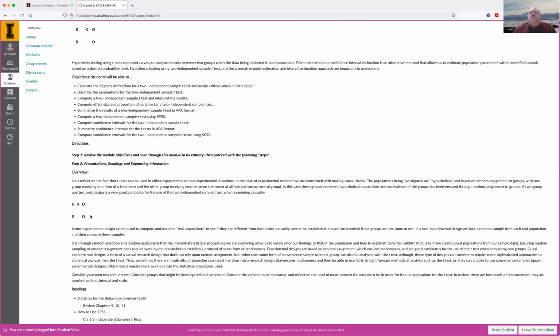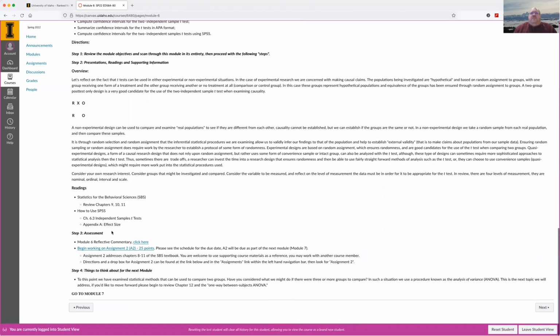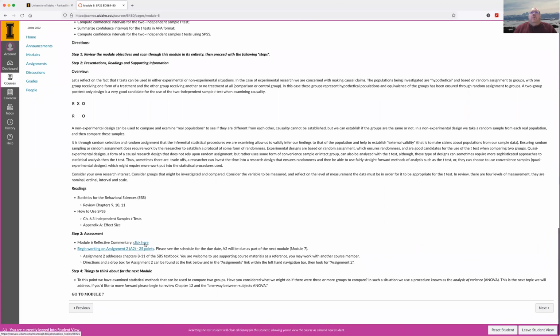And so for the readings for this, it's just a review from the statistics for the behavioral sciences, chapters 9, 10, 11. How to use SPSS, and this will be a review of the independent samples t-test. That's section 6.3, and then Appendix A on effect size. And then for the assessment, you can click here for the reflected commentary, and then you can go ahead and begin work on assignment 2.